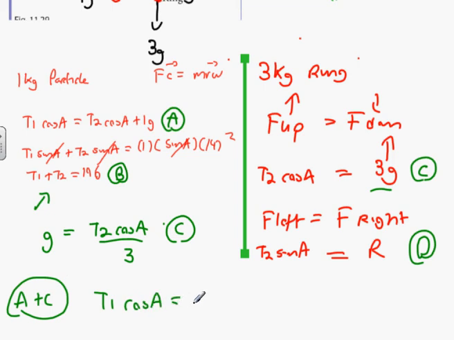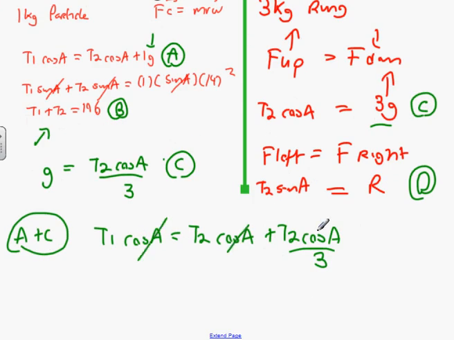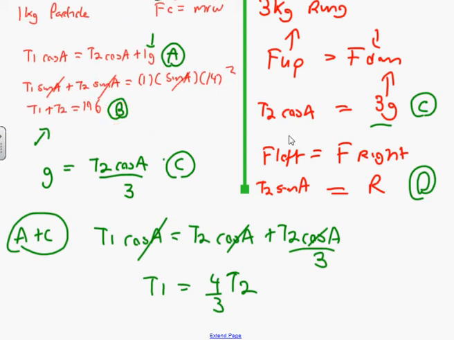to become T1 cos A equals T2 cos A and then plus 1G, which is now going to be T2 cos A over 3. Now that was a lucky break there because all the cos A's cancel. I'm going to get T1 equals 4 over 3 T2. Now I have T1 in terms of T2. I can bring down this formula here to T1. See the way it's 1 T2 here? Yeah. Plus a third T2. It's 1 plus a third, which is 4 over 3 T2.